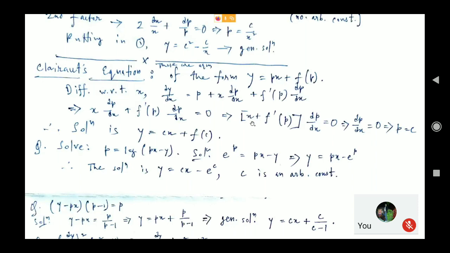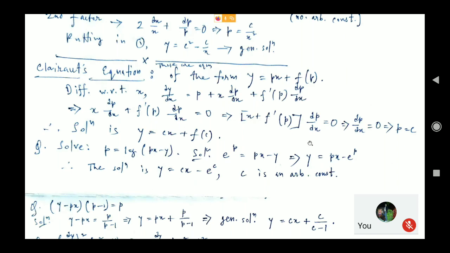Now, there was another factor, x plus f dash p, also. This multiplied by this equal to 0, we have considered only one case, dp by dx equal to 0. What about this one? Can anyone tell? There will be no arbitrary constant. When we put it and integrate it, you may have an arbitrary constant, because you see it is f dash p. F dash p means derivative of f with respect to p. So if you integrate it, an arbitrary constant will come.